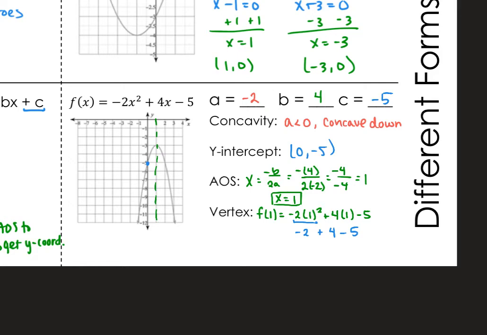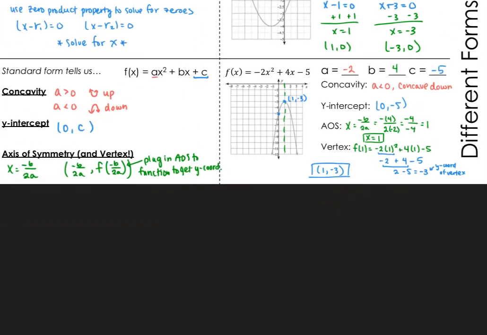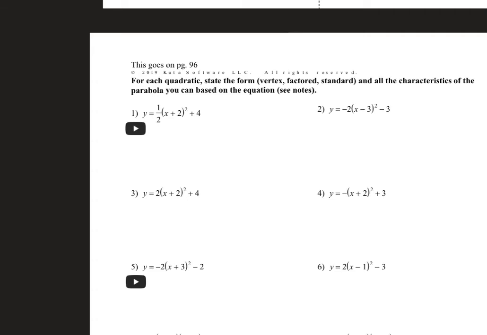And now we just go from left to right. So -2 plus 4 is +2. Minus 5 is -3. So this is the y-coordinate of my vertex. And we know the axis of symmetry is the x-coordinate, so my vertex is going to be 1, -3, which we can see here. All right, so now let's look at a couple of the practice problems.